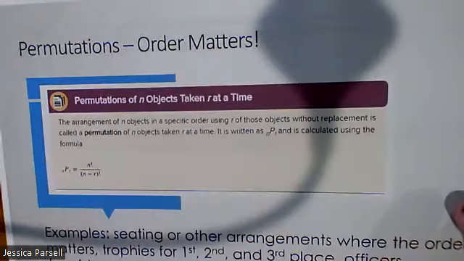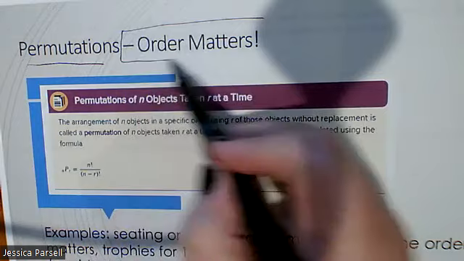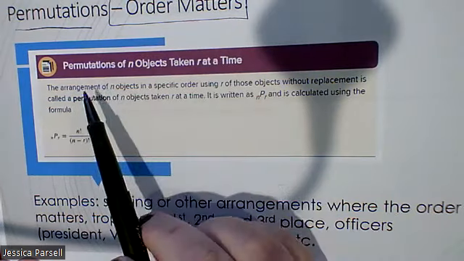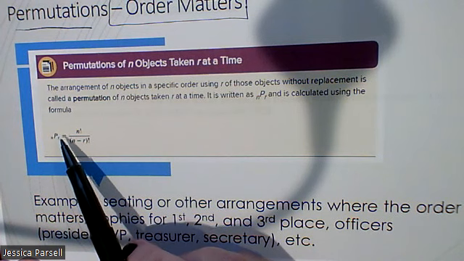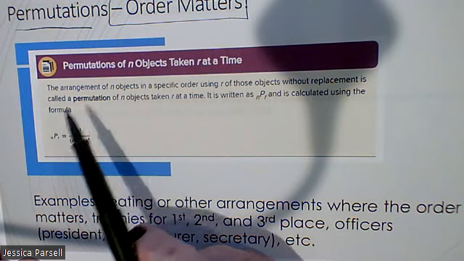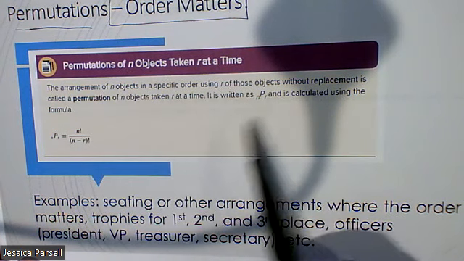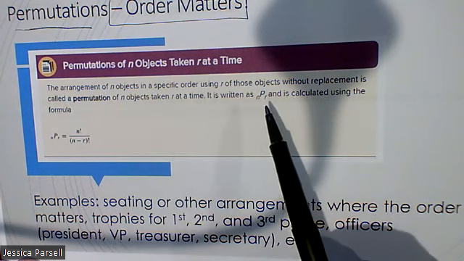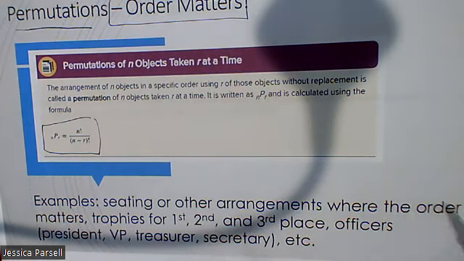Okay, so a big deal to keep in mind is that when you're working with a permutation, when you want to permute, the order in which you take the items matters. So here's the formal definition of permutations of n objects taken r at a time. The arrangement of n objects in a specific order using r of those objects without replacement is called a permutation of n objects taken r at a time. It's written nPr, and it's calculated using this formula. So this is the formula that we want to keep handy at all times, because we're going to be referring to that one.